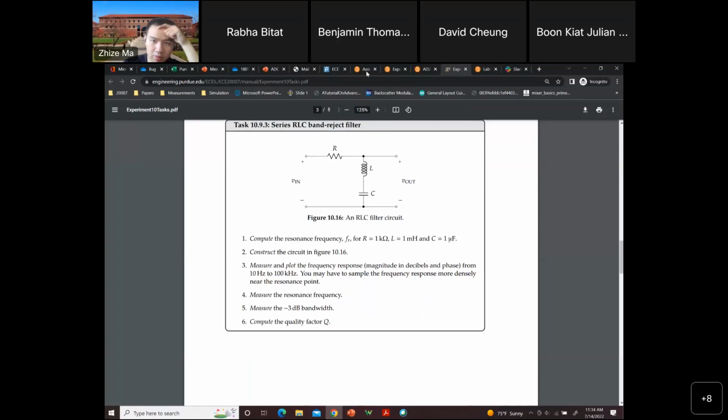One thing you need to do here is, although it's mentioned you want to sweep the frequency from 10 Hz to 100 kHz, 100 kHz is not enough for this plot. So you want to at least sweep until 1 megahertz. Make sure you remember this when you do this task.